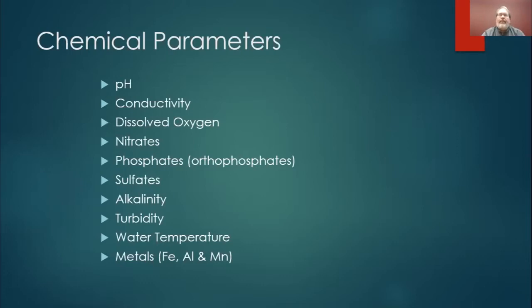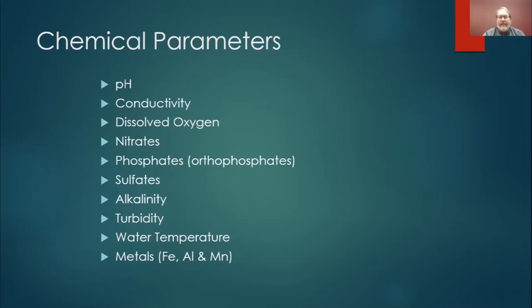I didn't go into it in-depth like I did for the previous ones, but some of the common parameters people are looking at when they're trying to evaluate their stream are nitrates, phosphates, sulfates, alkalinity, turbidity, and then some people are looking at ions. So you're looking at all your metals. If you're looking at mine drains, you might be looking at iron, aluminum, manganese. If you're looking at urban runoffs, you may be looking for other metals, zinc, copper, stuff like that.